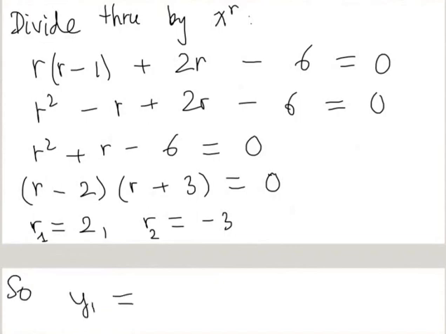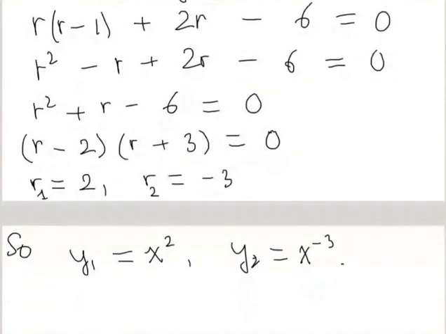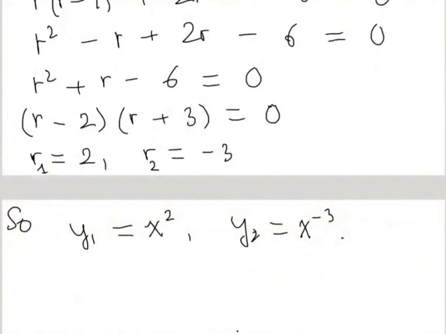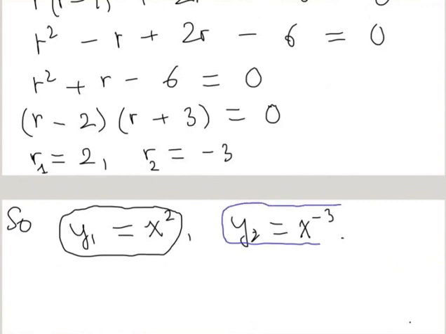y1 is x to the r1, which is x squared, and then y2 is x to the r2, which is x to the negative 3. We could turn it into a fraction or just leave it like this. So what happens is that we have found two solutions. y1 is this, and another solution, y2, is this.